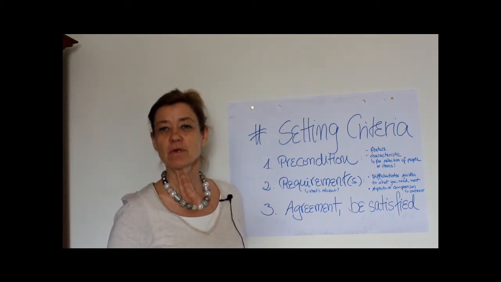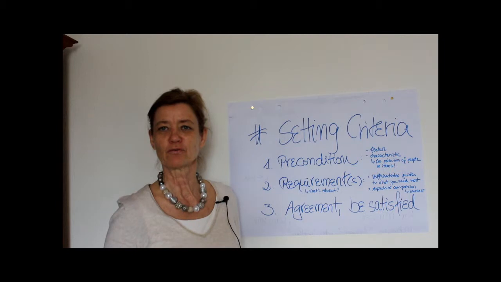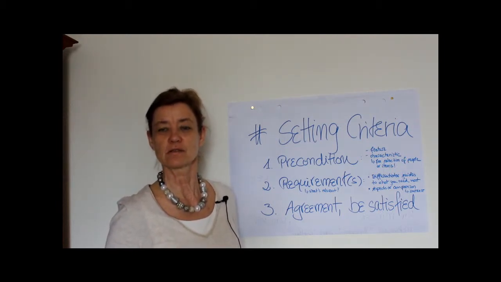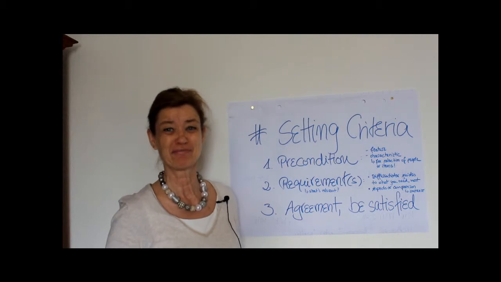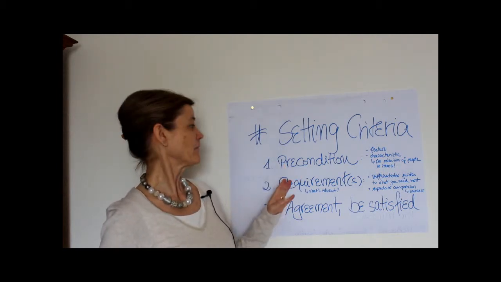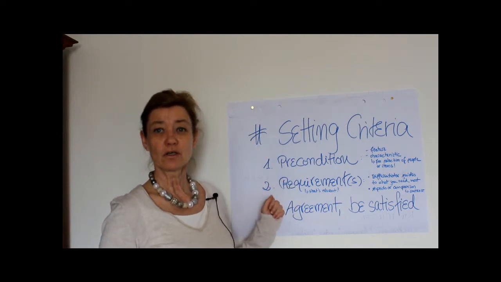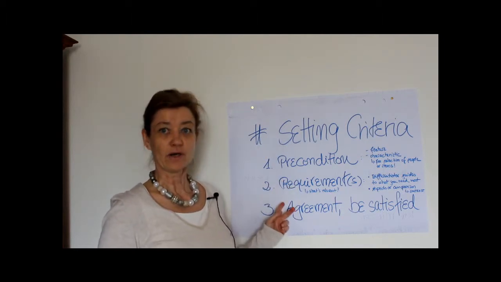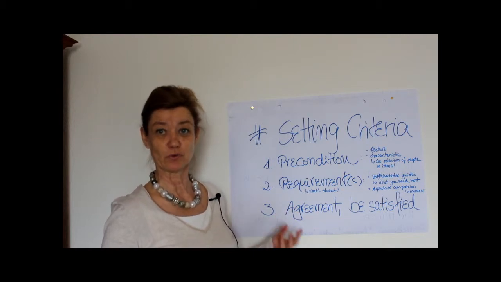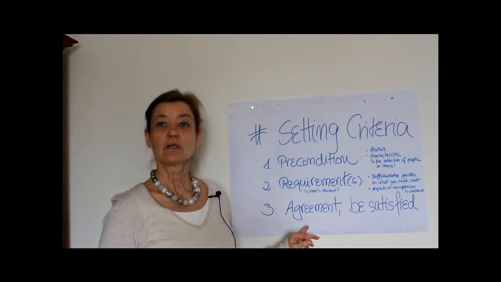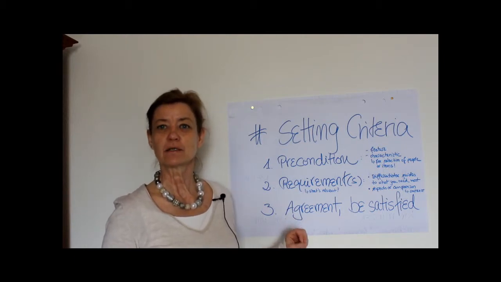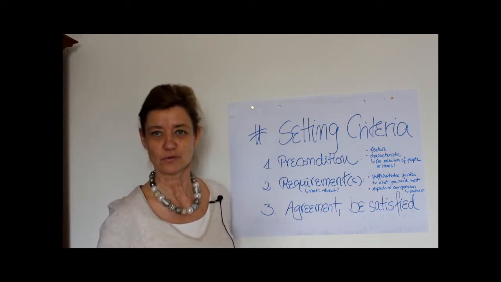I chose this topic because thinking about the criteria for your options when you make a decision process is relevant. We set criteria as basics today with a precondition we need to know, then the requirements we will add to produce something, to improve something, and your agreement, which is actually you being satisfied with what you chose.